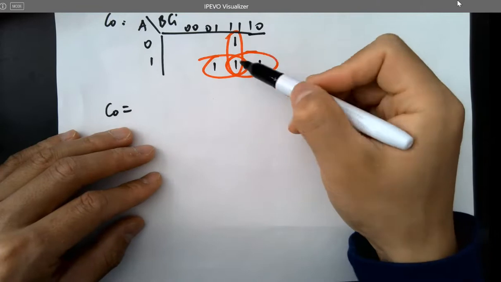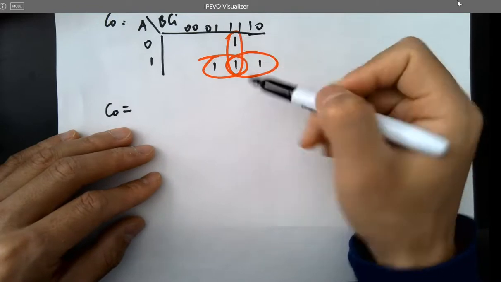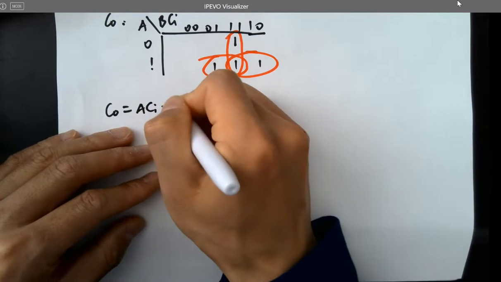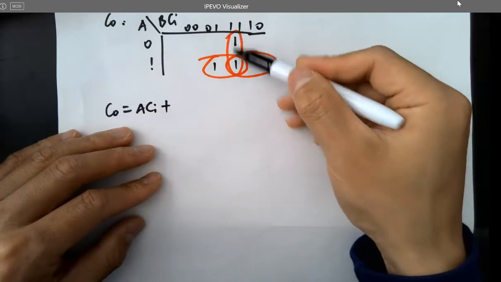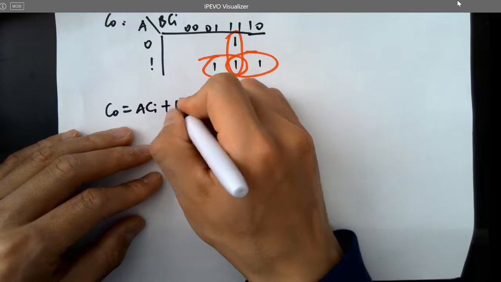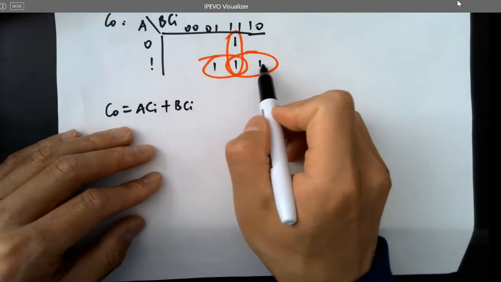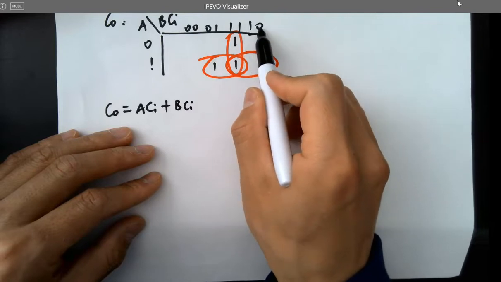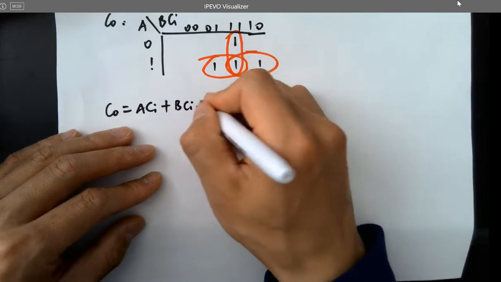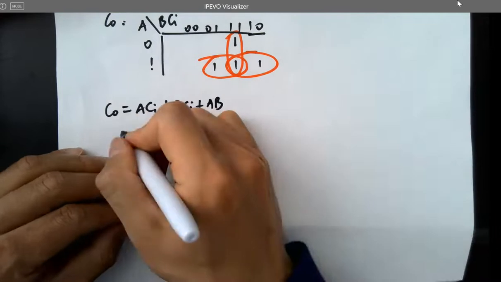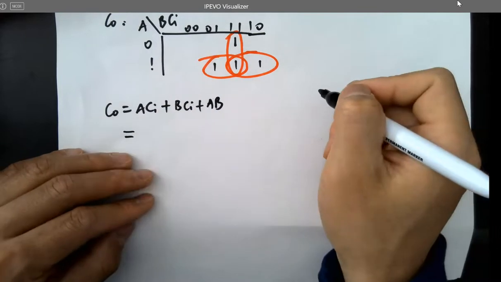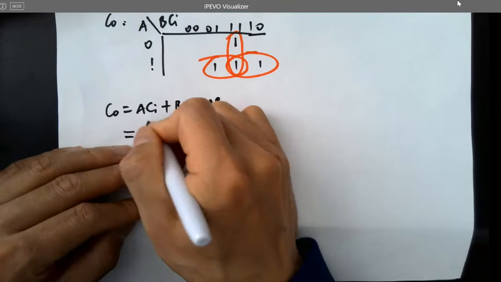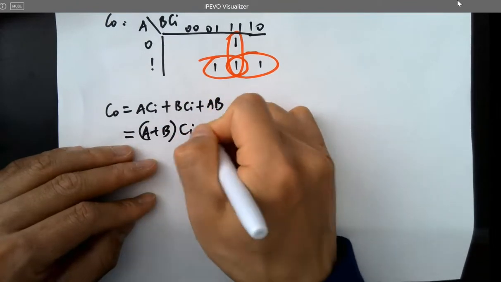Is that correct? It's A, CI. B, CI. And these two, A, B. The CI is toggled, so it's cancelled. So AB left. So this becomes A or B, CI or AB.